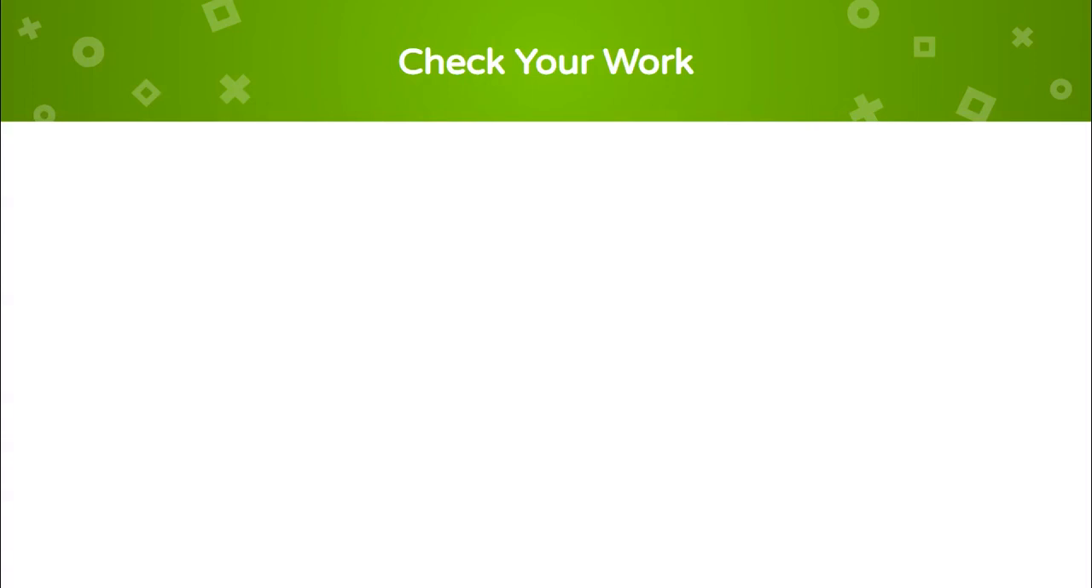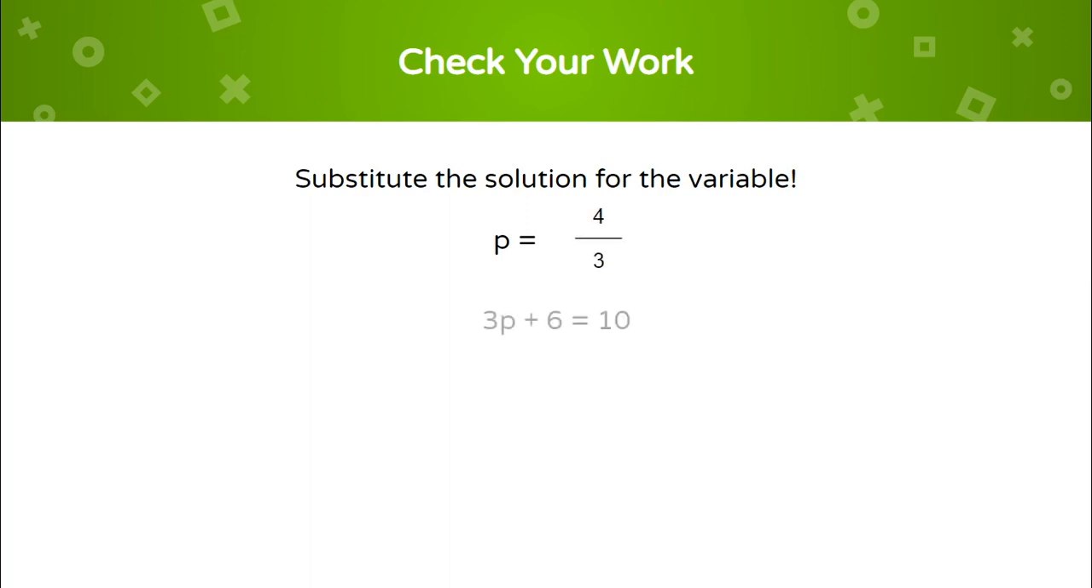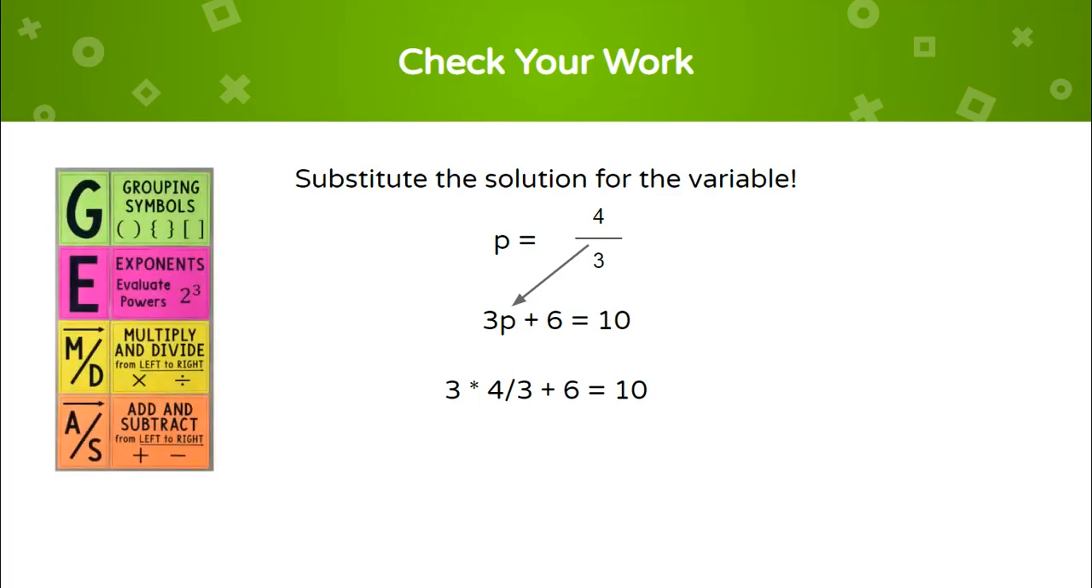Let's check and see if this works. Remember, we would substitute the solution for the variable. So if p equals 4/3, then we would substitute 4/3 in for the letter p. And it would look like this: 3 times 4/3 plus 6 equals 10. Don't forget your order of operations. That means multiplication comes first.